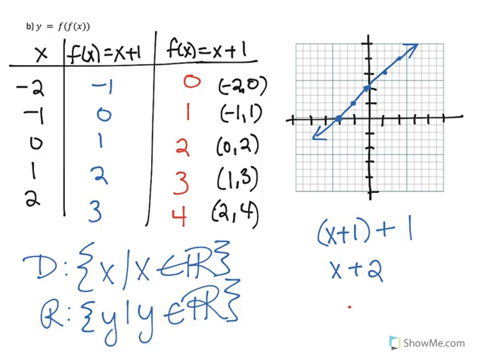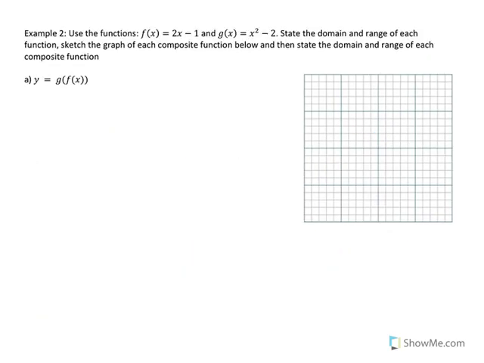Alright, so that's how we graph composite functions. Let's do some that are a little bit more difficult, maybe. So we have 2x minus 1 and x squared minus 2. So we'll start with a table of values.